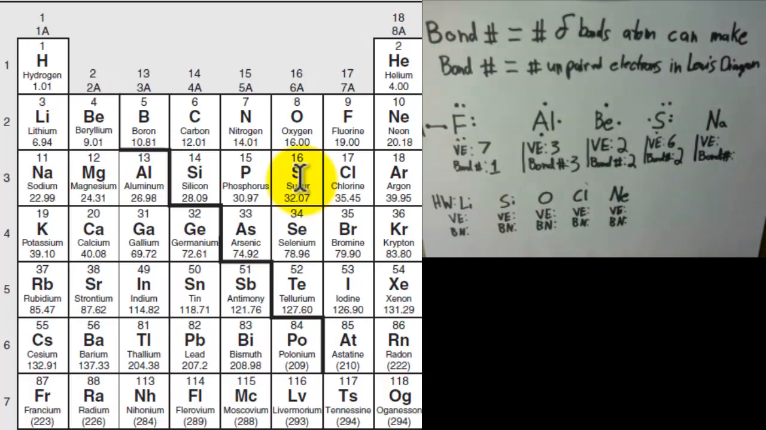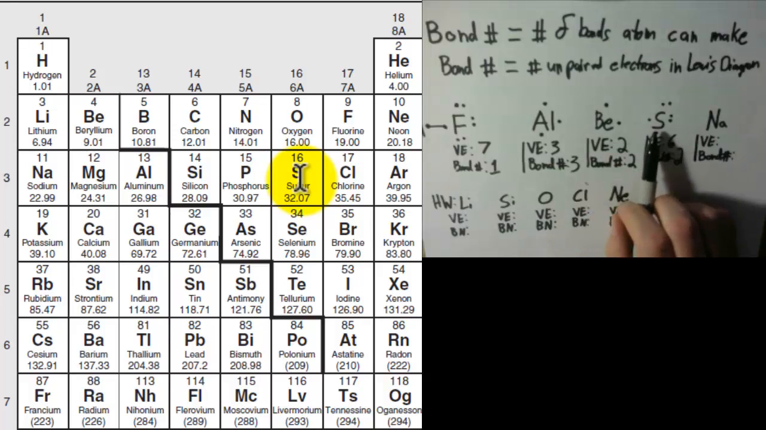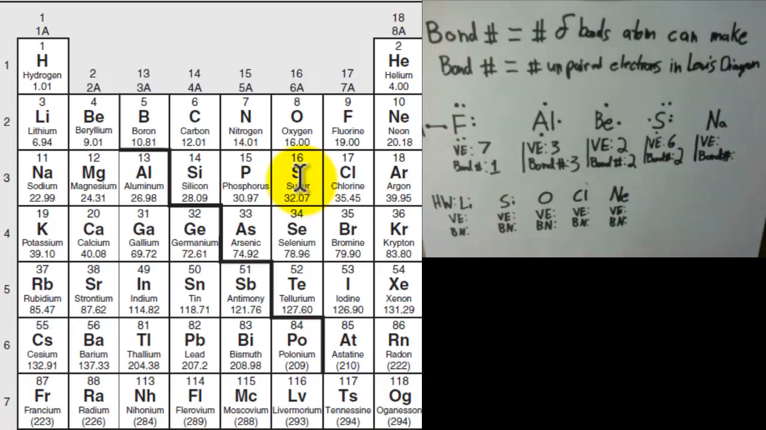This may seem weird at first, but beryllium and sulfur can both make the same number of bonds, even though they're in very different spots on the table. But what you may notice is both of those are 2 spaces away from the noble gases at the end here.